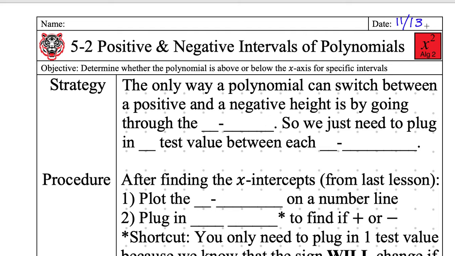Yes, Anna. Determine whether the polynomial is above or below the x-axis for a specific interval.